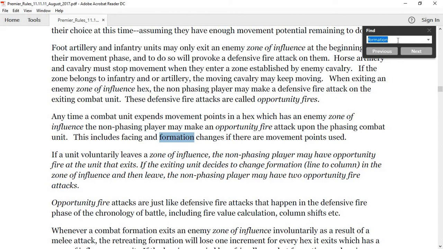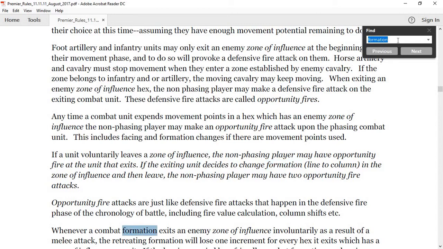So this is formation in the sense of, there's formation as grouping, and then there's formation as in the particular physical arrangement of the grouping of soldiers. In this case, if the exiting unit decides to change formation, line to column, in zone of influence, and then leave, the non-phasing player may have 2 opportunity fire attacks.